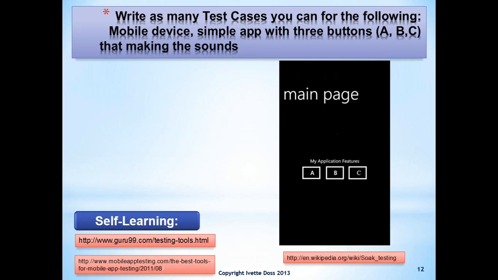It's from real life. I got this question during an interview a year and a half ago, and it's funny: a year and a half later, the same company still asks the same question again and again of all candidates. Because after I got this question, 5 more people reported the same question. So, write as many test cases as you can for the following. Mobile device, simple app with 3 buttons A, B, C that make sounds. And the thing is, it's nothing else. You know, we already discussed how many test cases should be run.